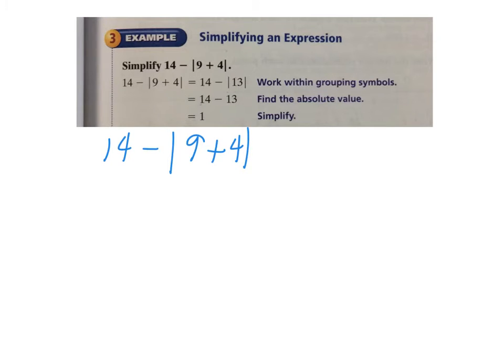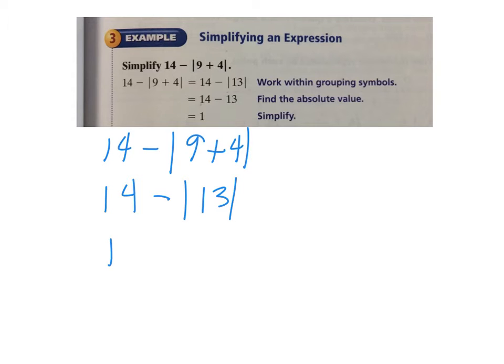Well, I like to work them in a straight line going down. And you do have to show all work in my class. I'm sure you had to do it last year. Just keep on doing that, because it's more about the work and knowing that you know how to do it than the answer. So inside, we have 9 plus 4 is 13. So now what I really have is 14 minus the absolute value of 13.